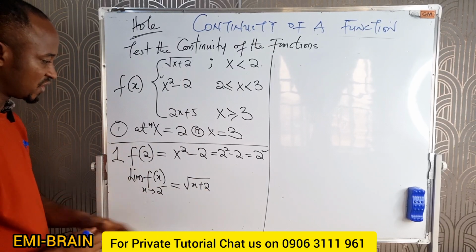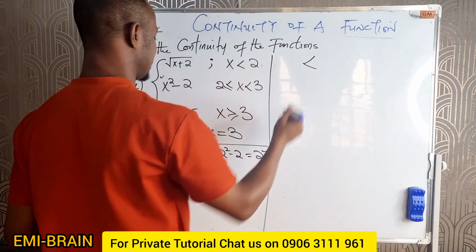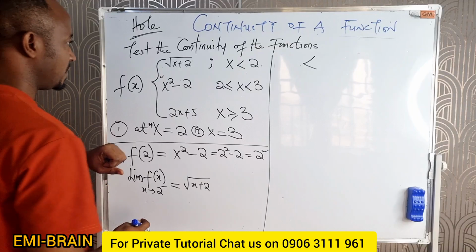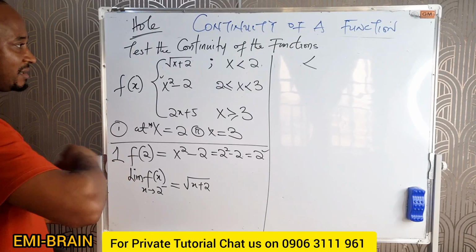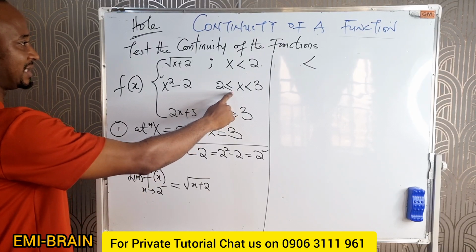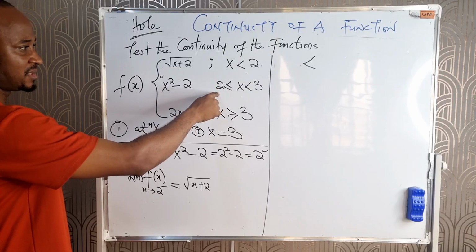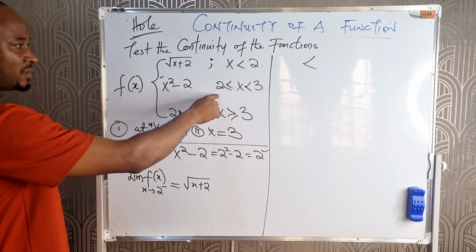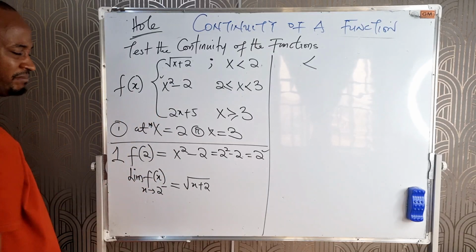Why are we using this to solve? Because we are told that x is less than. Don't forget that less than means to the left, right? It means to the left. Greater than means to the right. This expression here means x is greater than or equals to 2. So that means to find my limit of f of x as x approaches 2 on the right hand side, which is greater than, I'm going to use x squared minus 2.